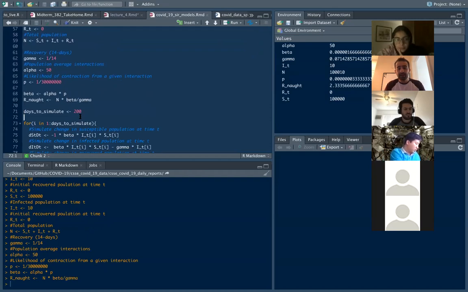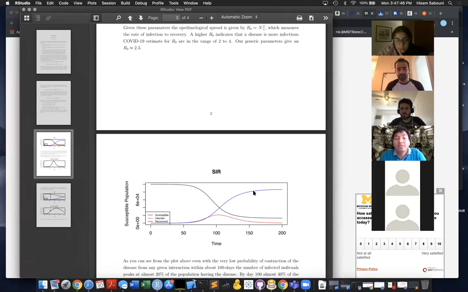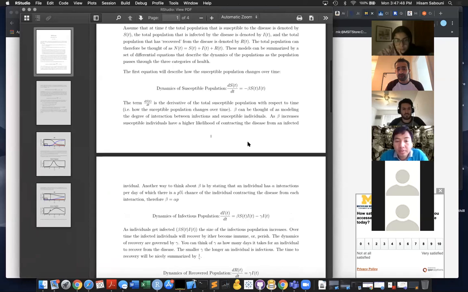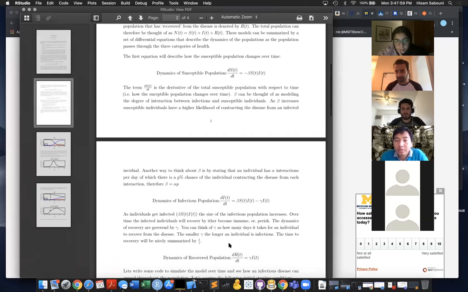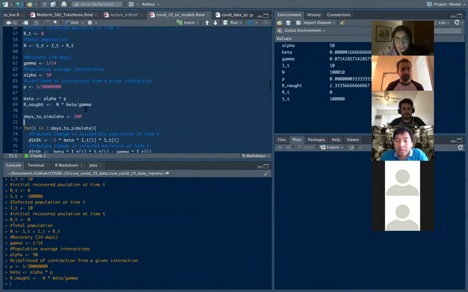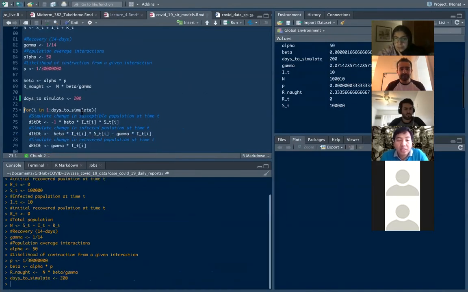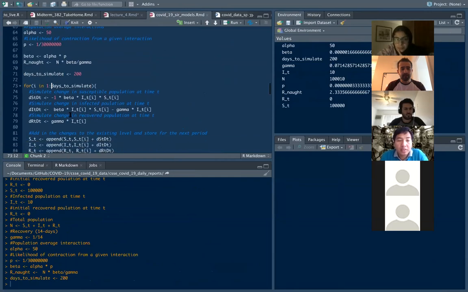Okay, we're going to simulate that system of equations, all three of these, for 200 time periods. Basically 200 days. And what we're going to track is how many people transition from being susceptible to being infected to being recovered, and we'll be able to see how rapidly that happens. So we're going to create a variable called days to simulate, it's just the number 200.